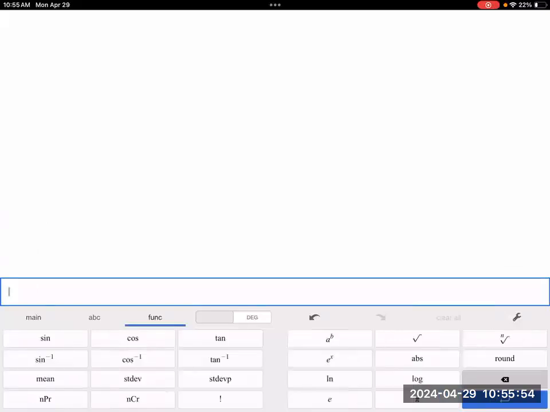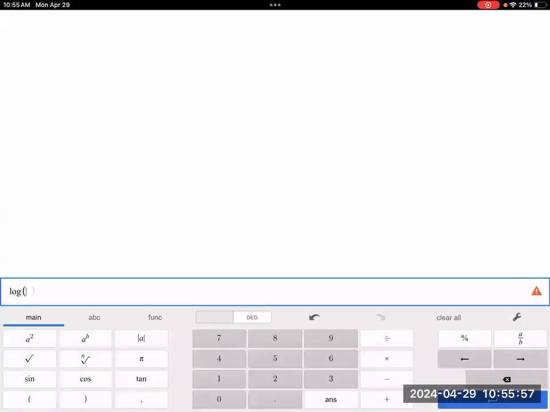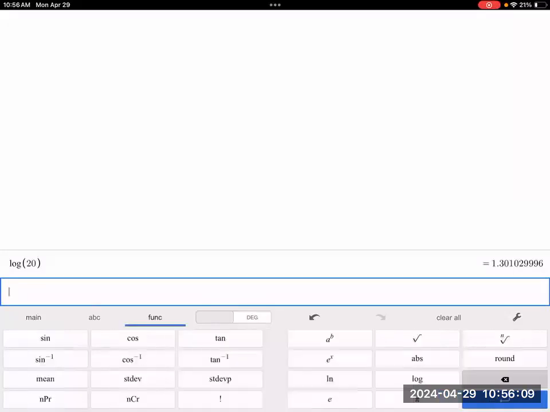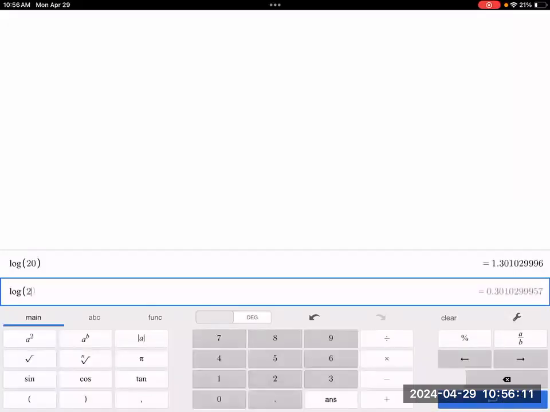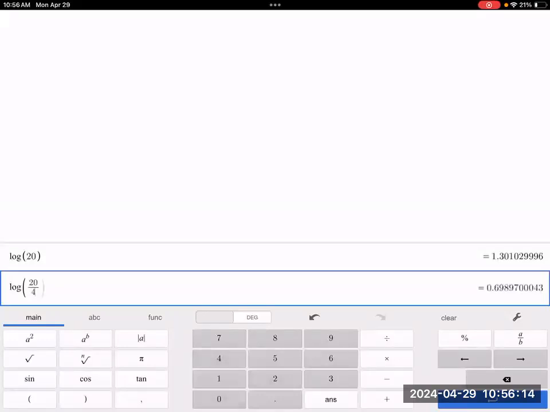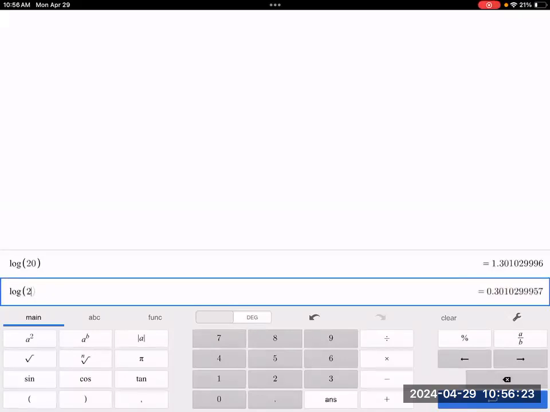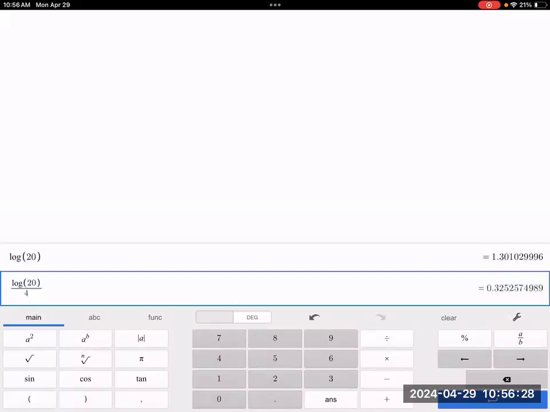If we do log base 10 of 20, this is our number over here, 1.3, versus if we were to do log base 10 of 20 divided by 4. So notice that log 20, if you were to do it on the other side first, comes out with a number. The second is not accurate. Instead, we are dividing this whole thing by 4.